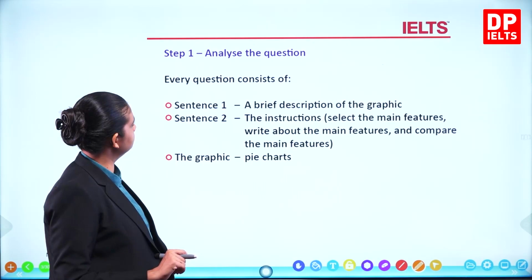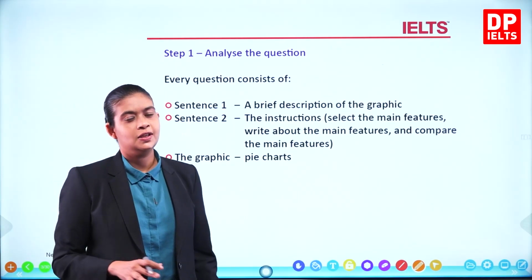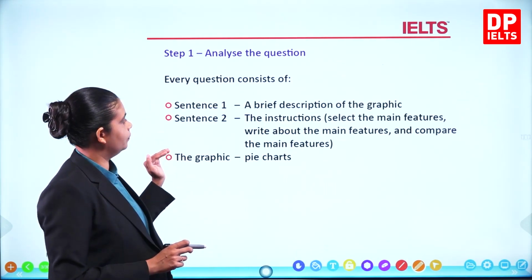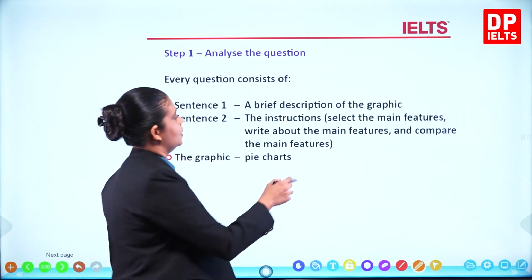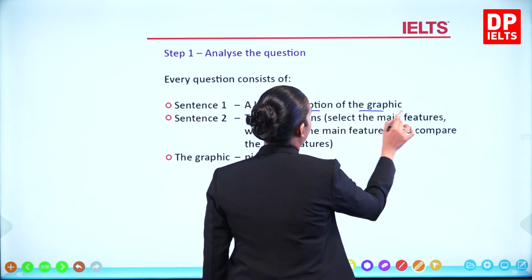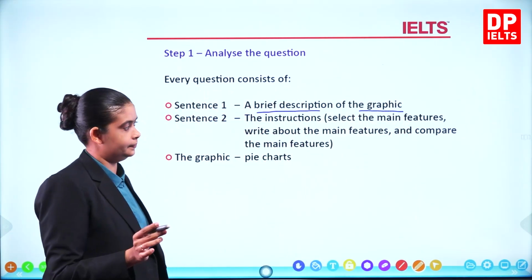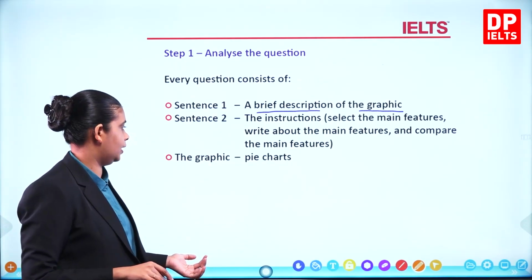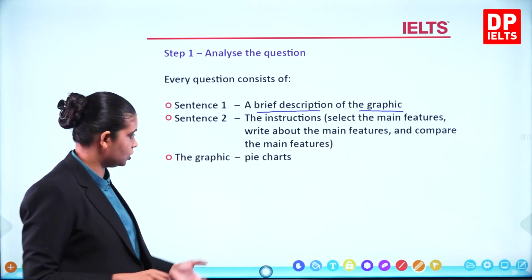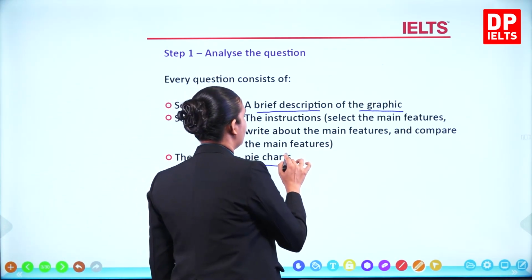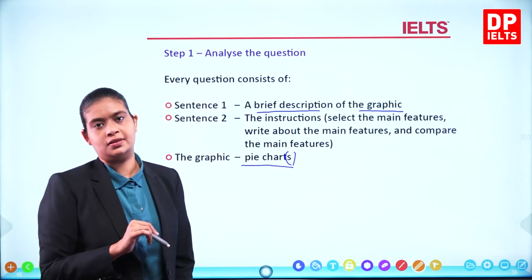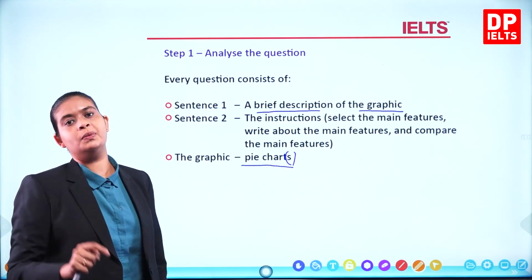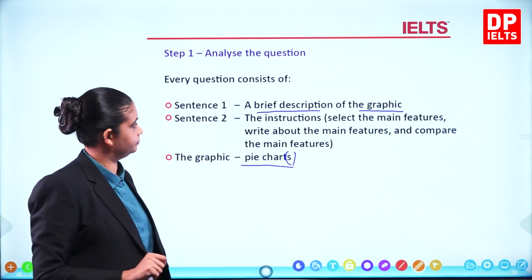So moving on, what we do first is we analyze the question. Now, sentence 1 is a brief description of the graphic, or rather the pie chart. Sentence 2 tells us what we should do. The graphical representation is obviously going to be a pie chart or pie charts, not always plural, right? It could be one or it could be more than one pie chart to explain.